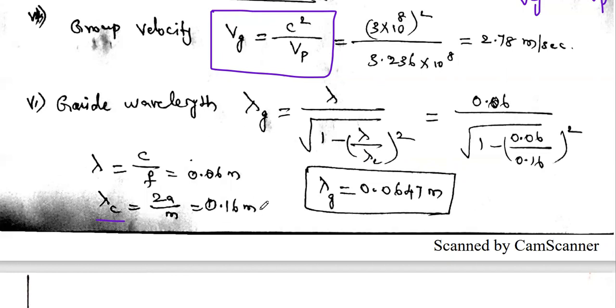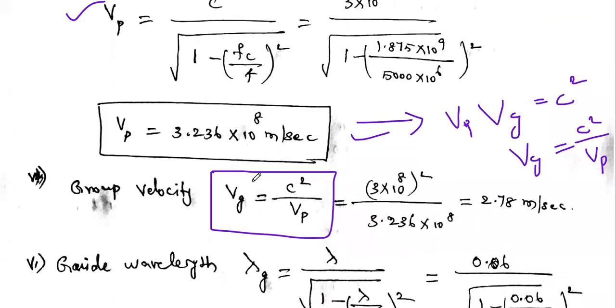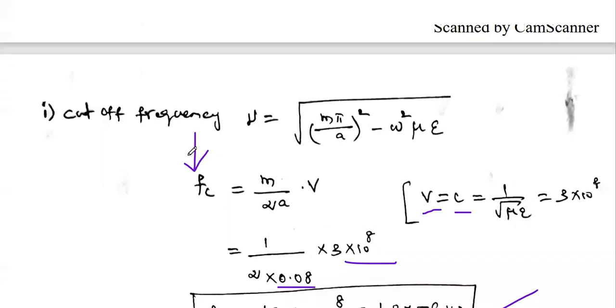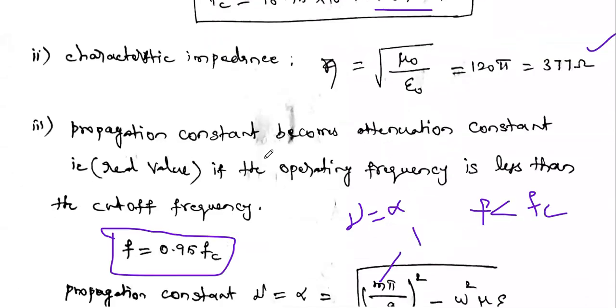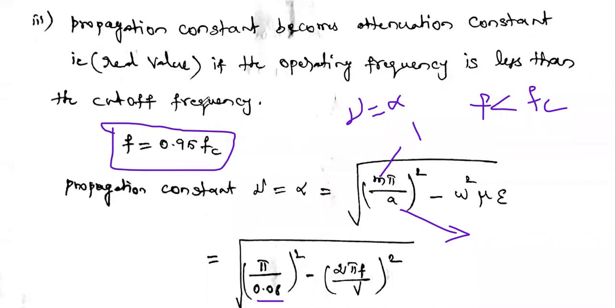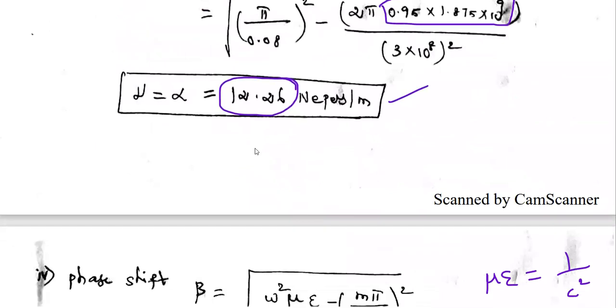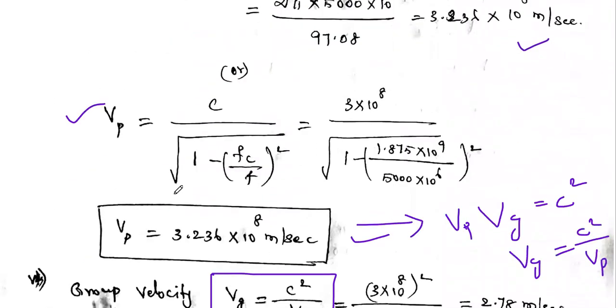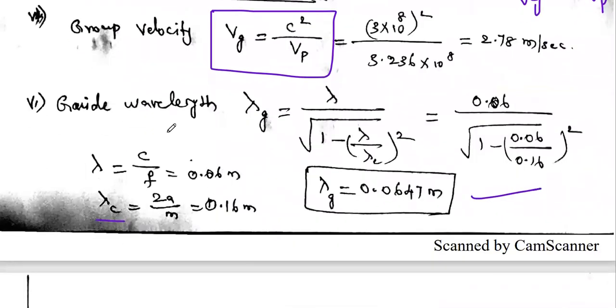So you substitute lambda c in our guide wavelength formula, and you get the answer, lambda g equal to 0.0647 meter. So that's everything calculated. We calculated first the cutoff frequency fc, and another one, the characteristic impedance. The next one, attenuation constant. Then phase constant, phase velocity, group velocity, guide wavelength.